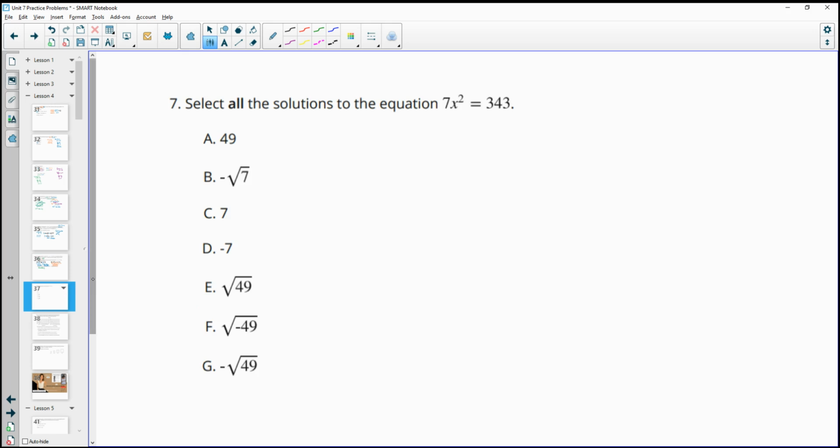Number 7, select all solutions to this equation. So I have a couple options here. You can just take and plug everything in your calculator and see which ones equal 343. As you do that in your calculator, any that do will be solutions. Make sure if you're doing this method that you put parentheses around the term that you're squaring. Otherwise, you can just go ahead and isolate the x squared.